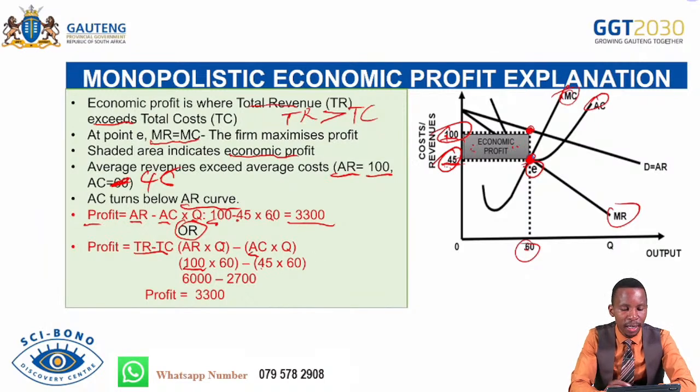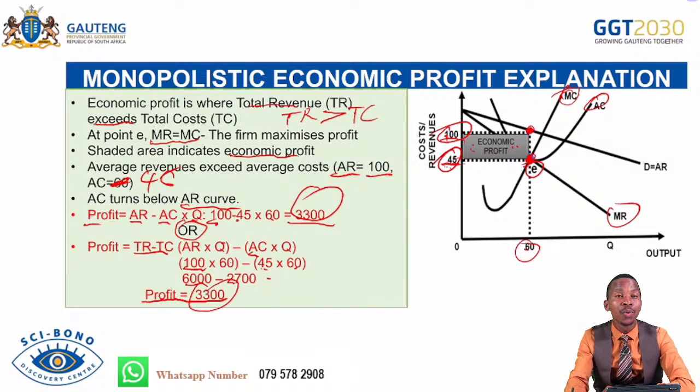And then what did we get? For 100 times 60, we got 6,000. And then for 45 times 60, we get 2,700. And then that simply gives us the economic profit or supernormal profit or abnormal profit of 3,600, which is similar.